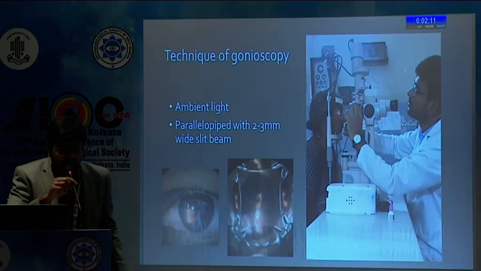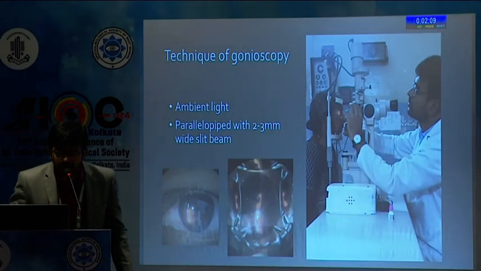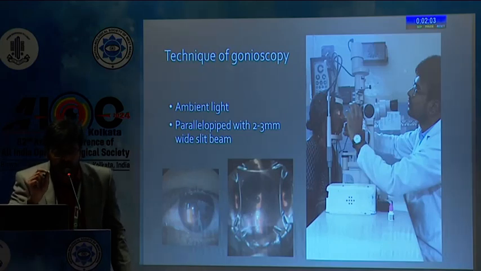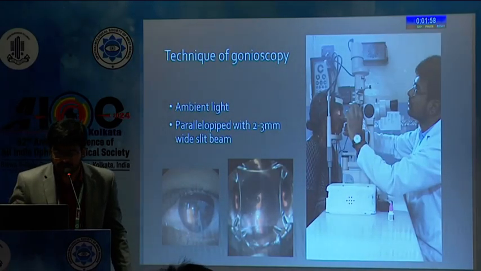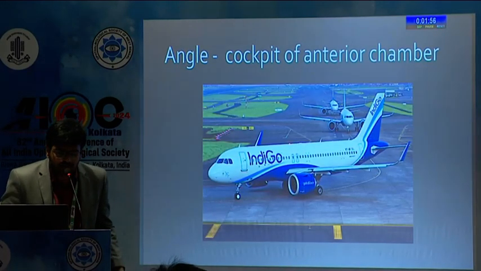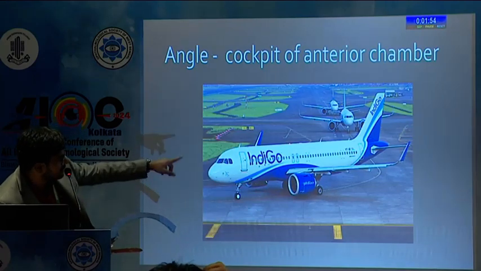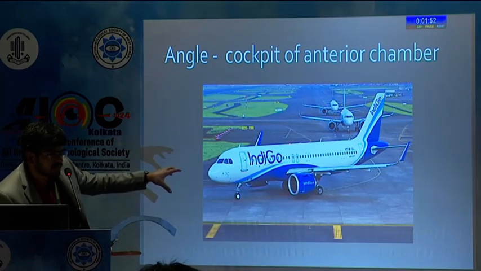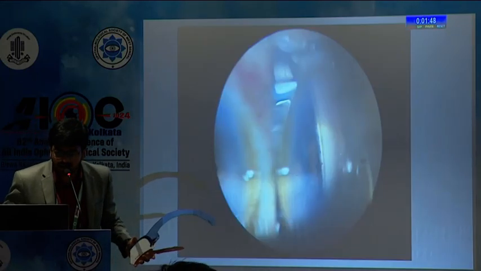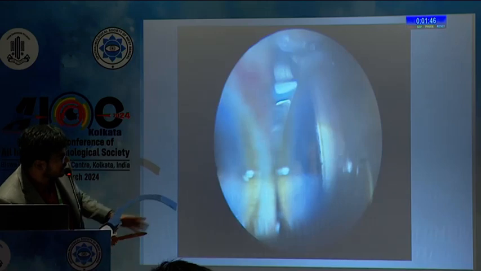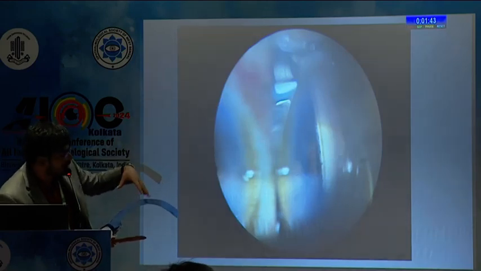It is done in ambient light conditions, where a 2 to 3 mm parallel slit is applied, and care should be taken not to let the light fall on the pupil, because it will cause miosis and false opening of the angles. In a plane, the small anterior part is called the cockpit. Though it is very small, it functions for the whole plane. That is the importance of the angle. The angle is also called the cockpit because it is a small part but functions for the whole anterior chamber.